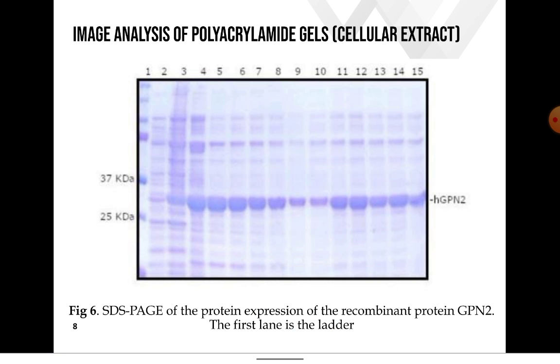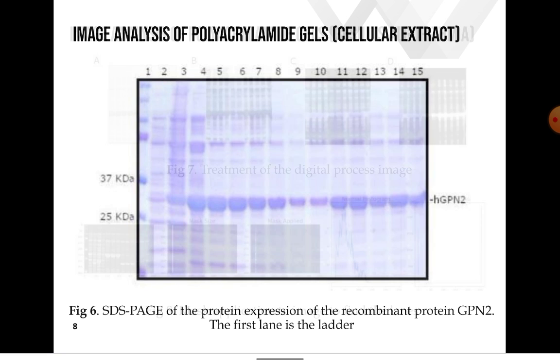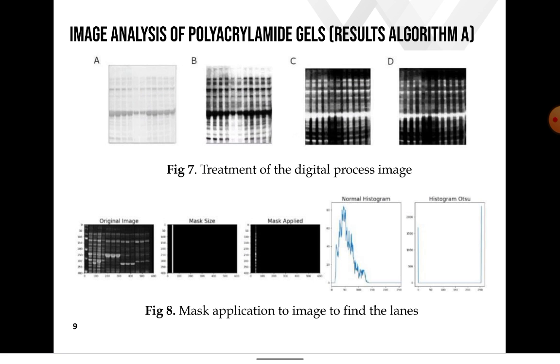This SDS page image of the samples used to apply the algorithm is in this form. In the first lane is the ladder, and columns 2, 3, and 4 have the concentrated samples. Columns 5 to 15 are the purified samples with fewer contaminants. Figure 7 shows the treatment of the digital processed images.